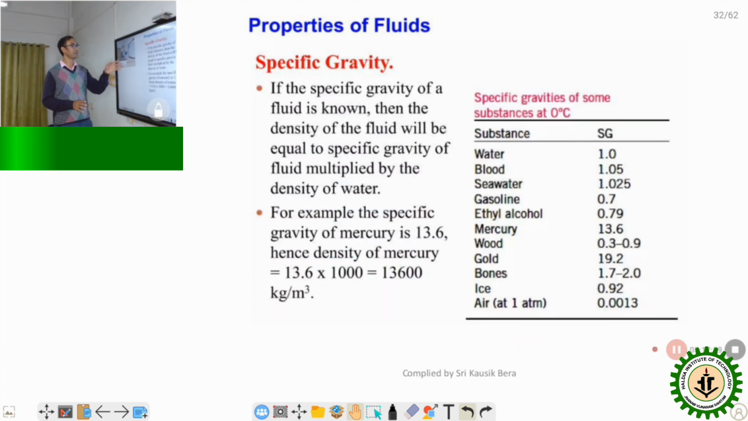So the specific gravity at 0 degree temperature: water will be specific gravity 1, ice will be 0.92, air 0.0013. For example, specific gravity of mercury is 13.6 and the density of mercury is 13.6 into 1000. Okay, so this will be the density.